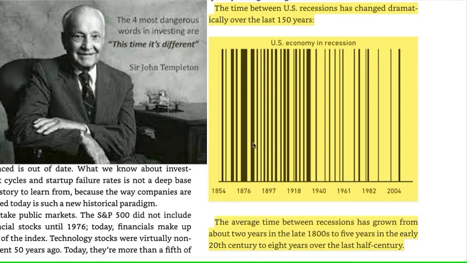I think it's interesting. The author says here, the average time between recessions has grown from about every 2 years in the late 1800s, to every 5 years in the 20th century, to 8 years over the half century. So what's causing this? In other words, if you go back and look, decades, a century ago, you see that the recessions were quite frequent and they were longer lasting. And since 1940, things have changed quite a bit.